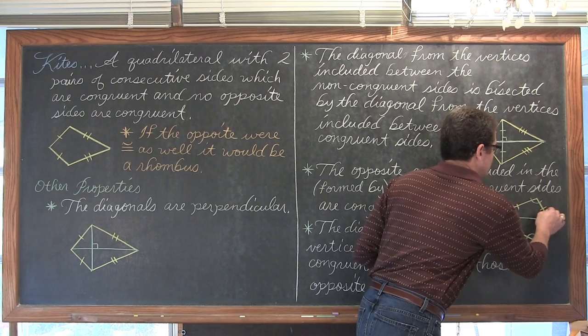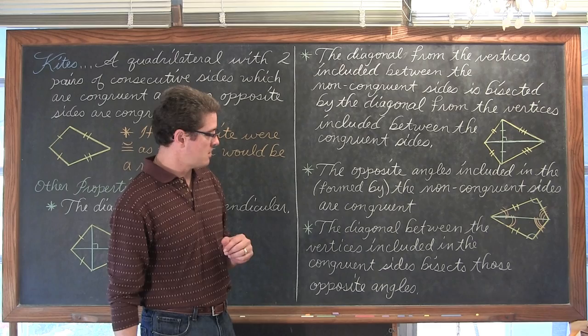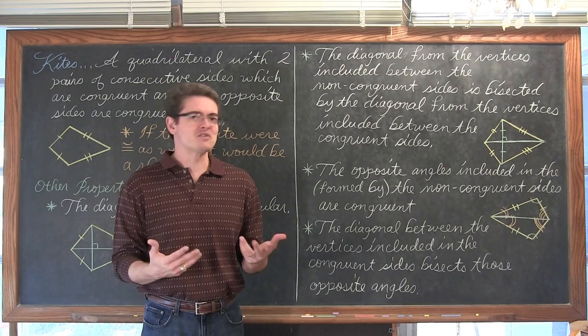So yes, the diagonal that goes between the angles that are formed by the congruent sides is going to bisect those opposite angles. So quite a few properties that are nice in kites. Nice meaning we can come up with some good questions about finding measurements of missing angles and missing sides and so on. And we're about to do those right now.